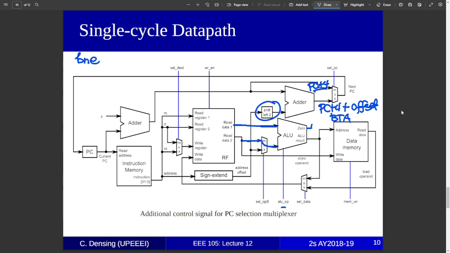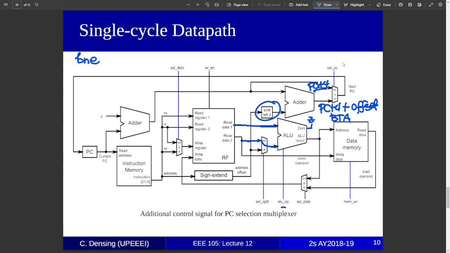So if RS and RT, the 0 bit will be this. If it's branch if not equal, cell PC would be, if RS equals RT, then RS minus RT would be 0. So then we don't branch if 0 is 1. So if cell PC is 1, then we choose this, meaning we branch. Or if cell PC is 0, we don't branch.